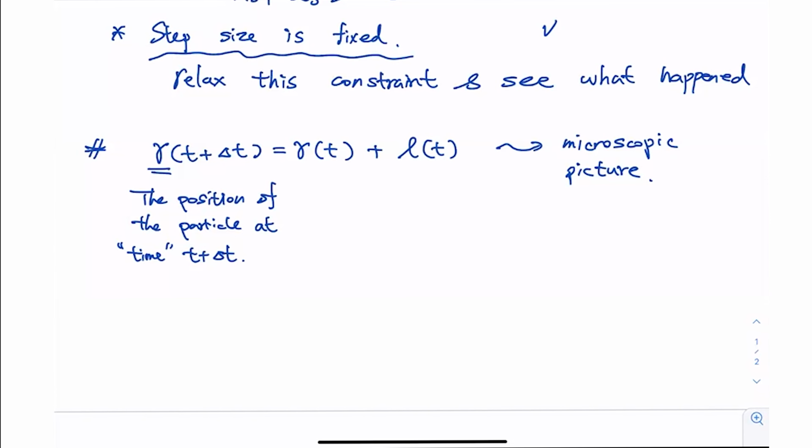Okay, and the first term on the right-hand side of the equation is actually the position at time t. And the last term is actually the random step.